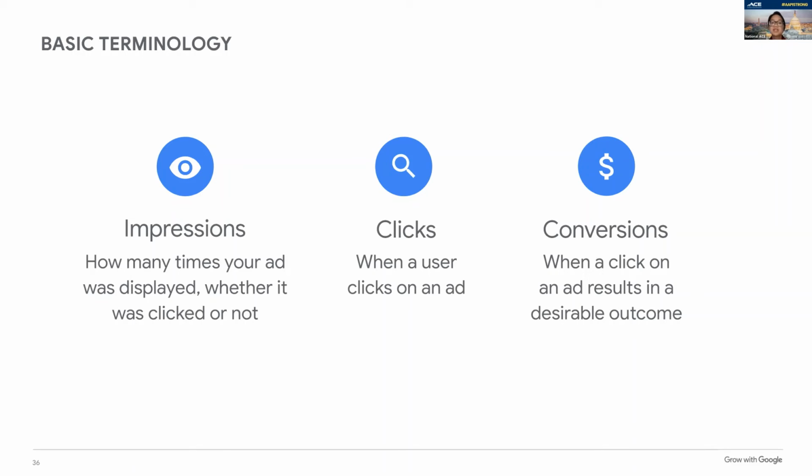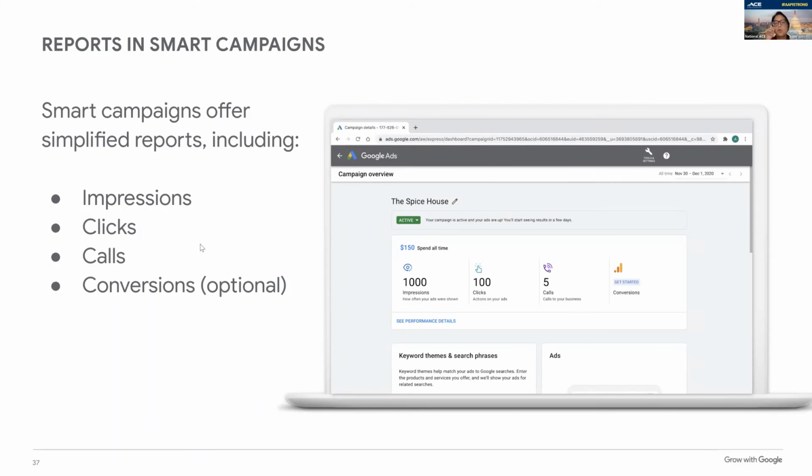What we want is to get as many impressions, that visibility, as we can, so that we can increase the likelihood that people click onto your website. And then at the end, hopefully they are converted to being your customer. With smart campaigns, you can use Google to pull up reports on how many impressions you've had, how many clicks, how many calls, how many conversions.